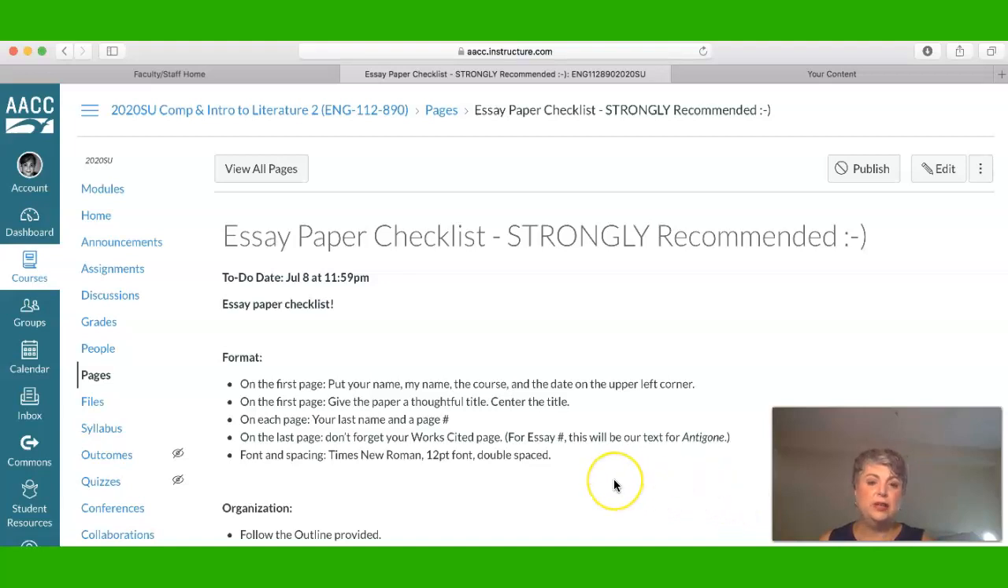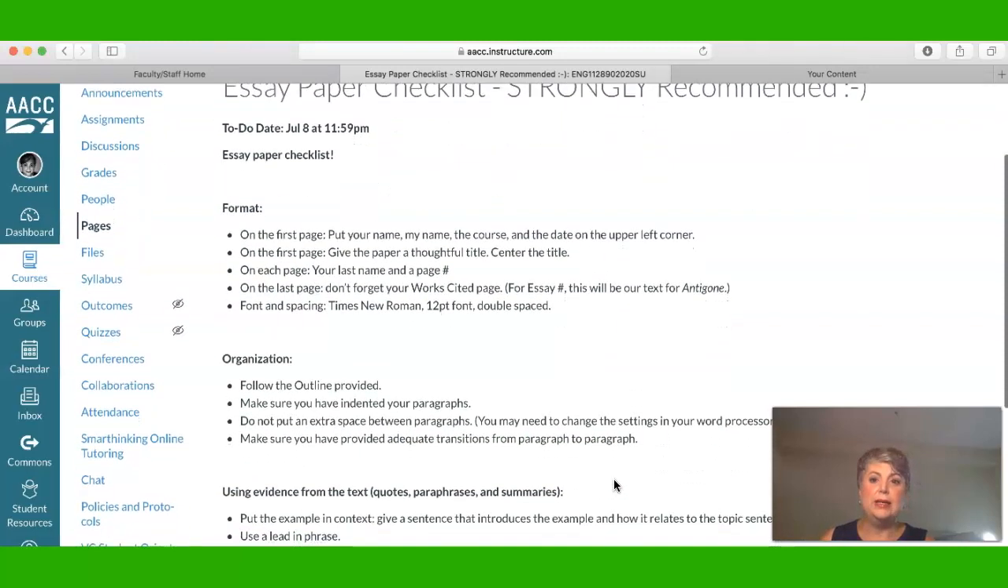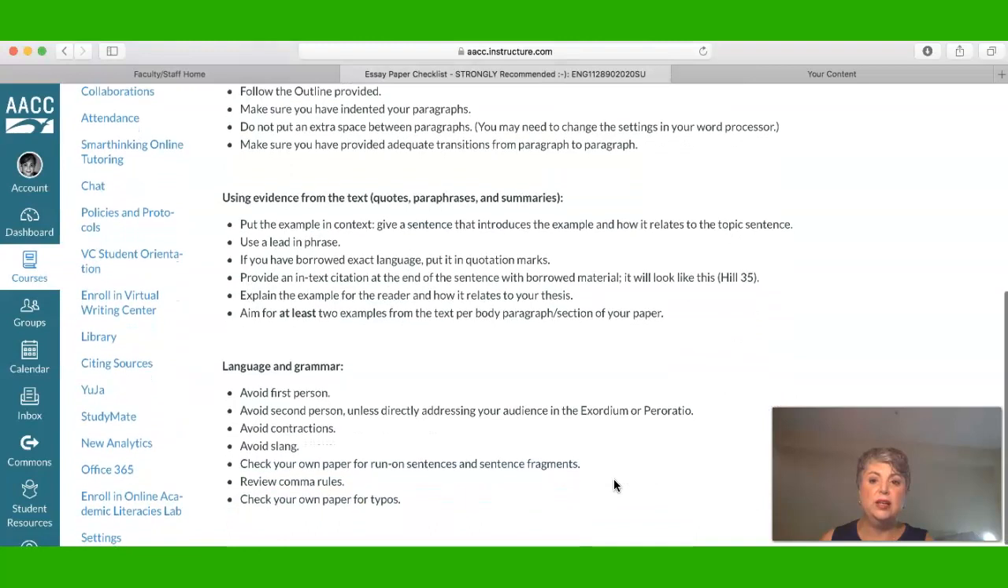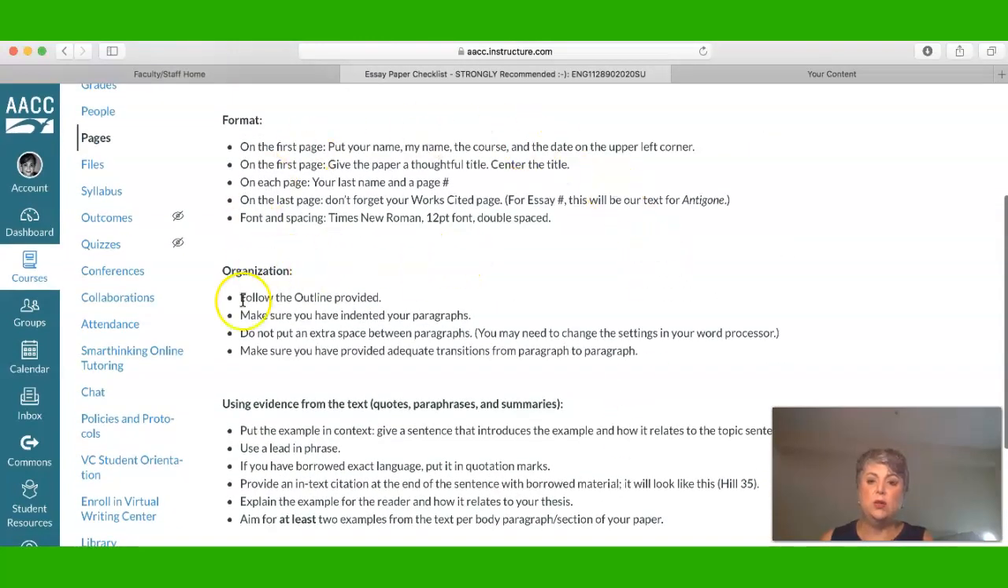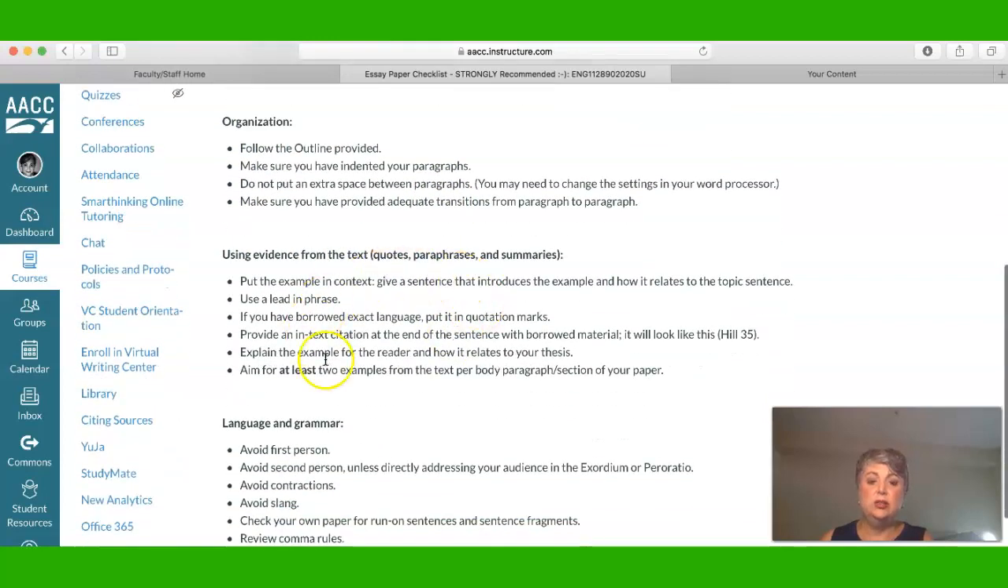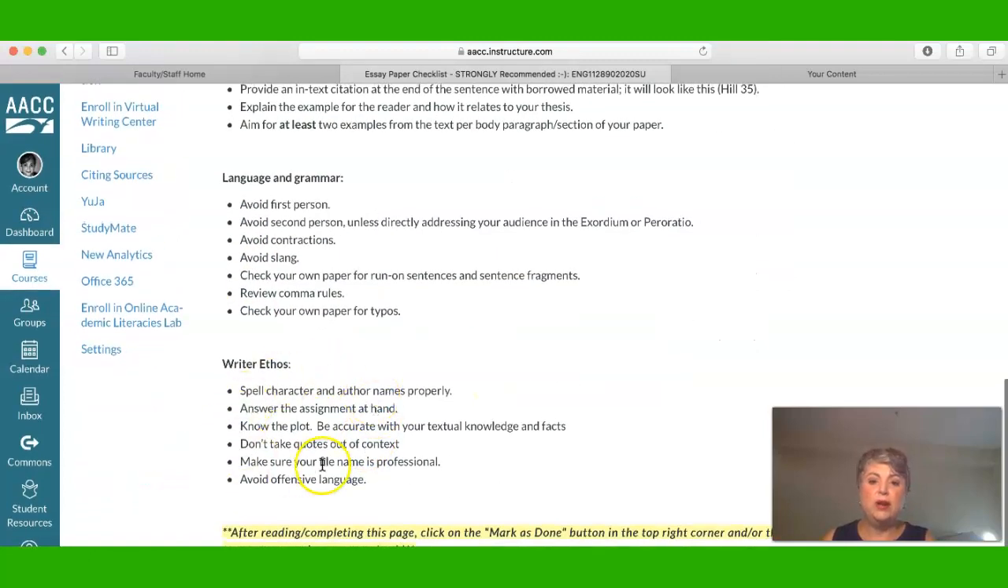Okay, essay paper checklist. So strongly recommended: you need to proofread your paper before you submit the final copy. And here's just some guidelines for proofreading your paper, starting with format, organization, using evidence or examples from the text, language and grammar, and then writer ethos. So take a look at that. It's pretty self-explanatory. Email me if you have any questions, but you're strongly encouraged to take a look at your rough draft and proofread it before submitting the final copy.